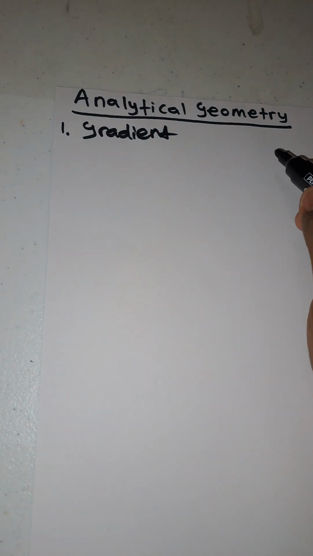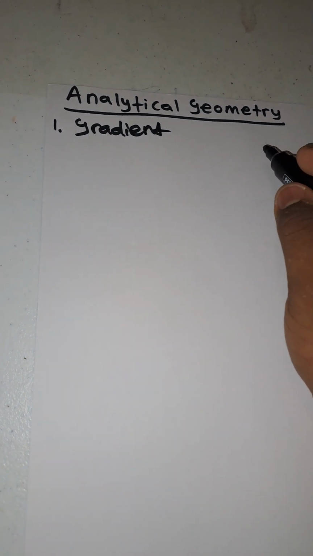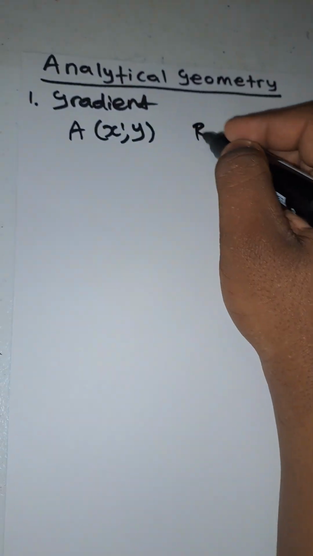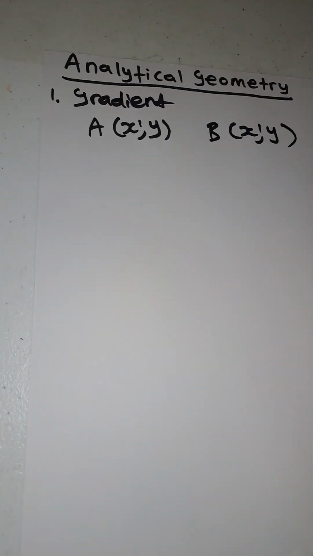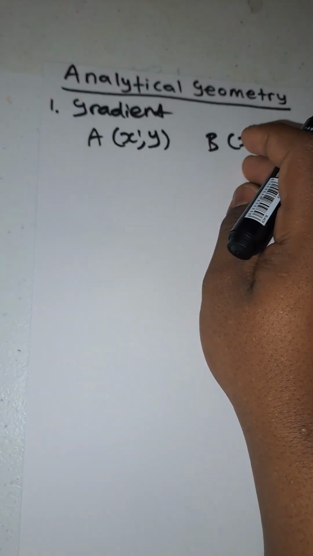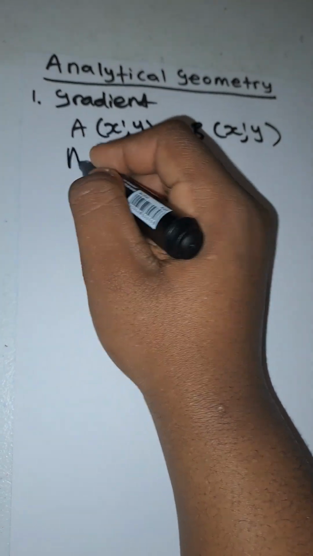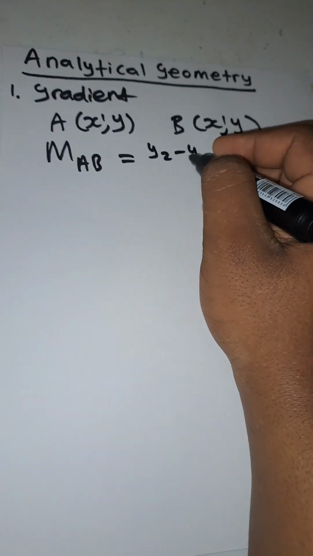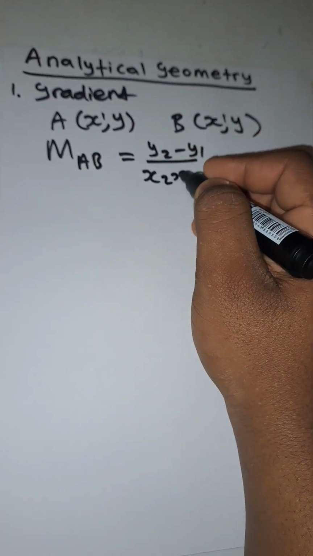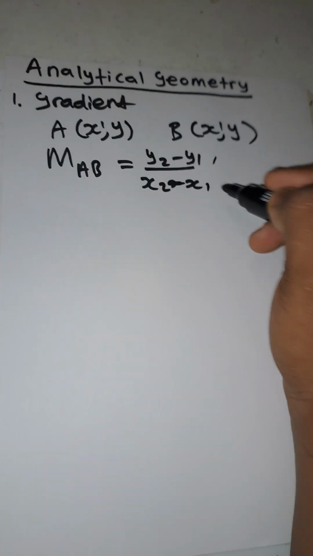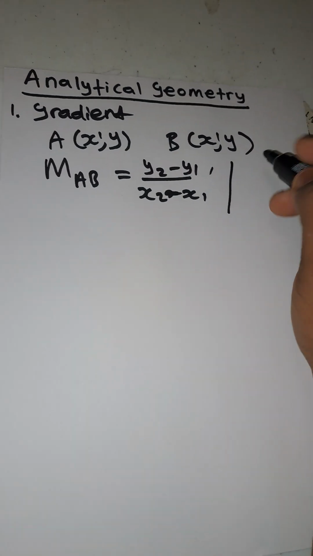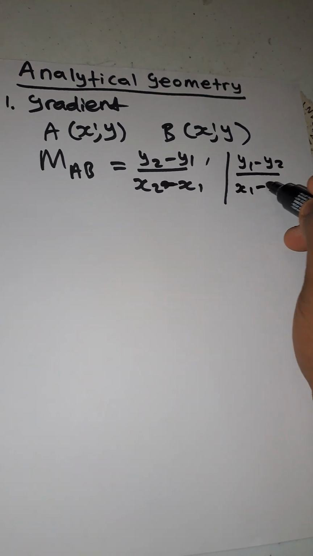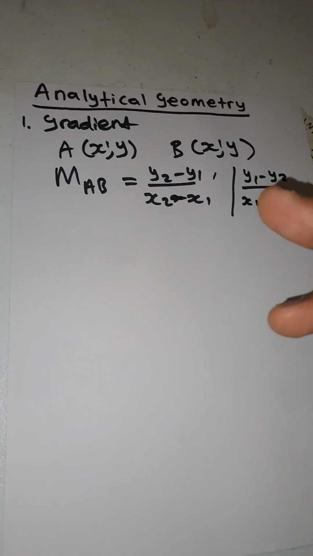right? Okay, so you must know that a gradient is when you are given 2 points, like maybe A and B, and then you calculate the gradient having the 2 points. The gradient is represented like this: gradient of AB is equals to y2 minus y1 over x2 minus x1, sharp. Or you can choose y1 minus y2 over x1 minus x2, but you will have to be careful.